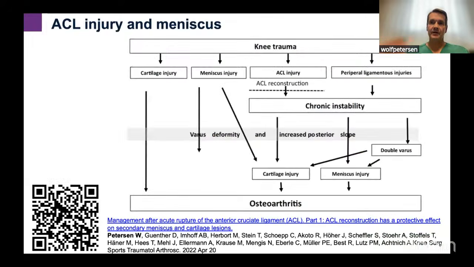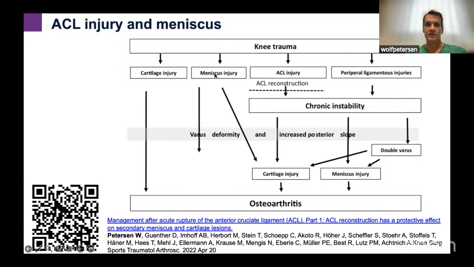I will start with this drawing. This is a consensus project of the knee ligament committee of the German Knee Society, where we wanted to figure out how osteoarthritis develops after ACL injury. And when we look at the development of osteoarthritis, we should not look only at the ACL injury. We should look more at the knee trauma, because during the knee trauma, not only the ACL injury occurs, we have also associated injuries such as cartilage injuries, meniscus, or peripheral ligamentous injuries.